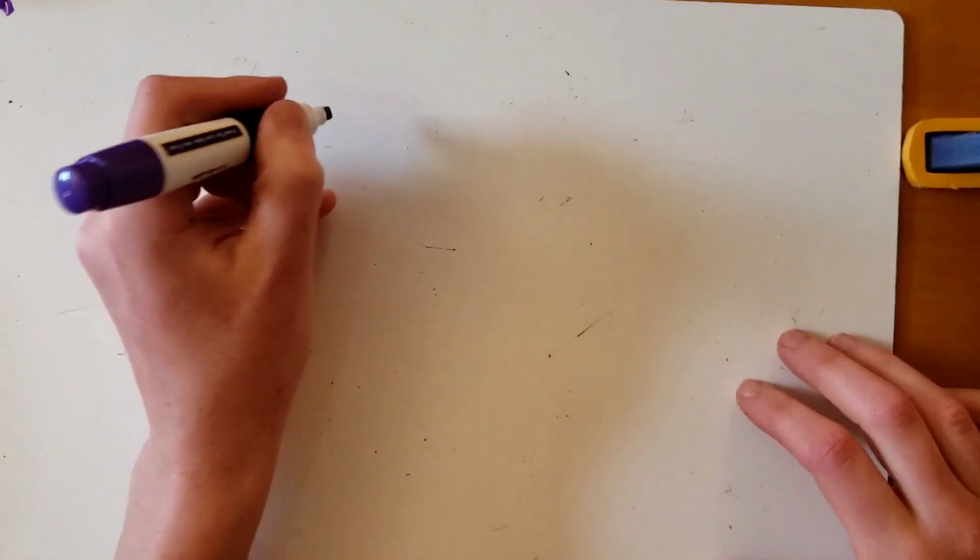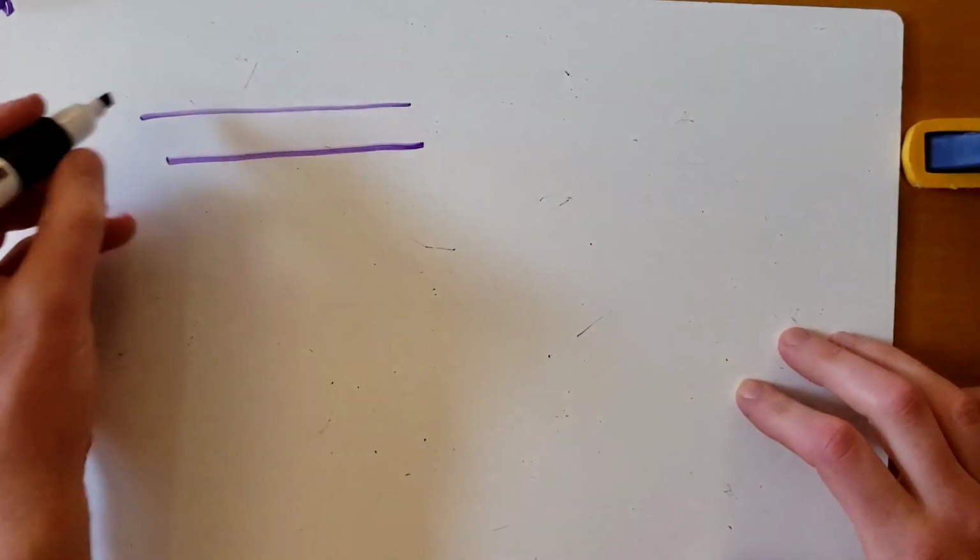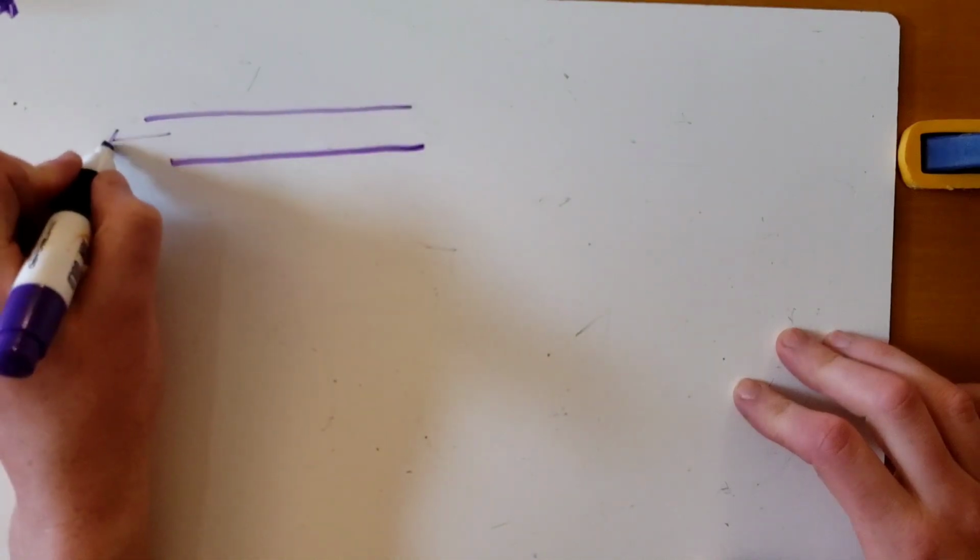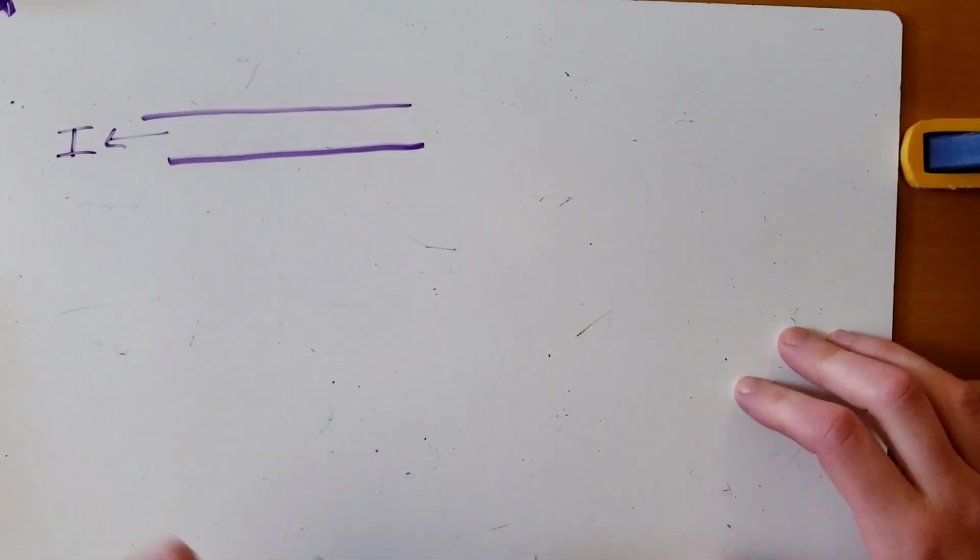All right, I want to do just a quick couple examples of these current carrying wires and the magnetic fields around them. So we have a wire. Let's say that the current is traveling to the left. Remember, current can be represented with the symbol I.